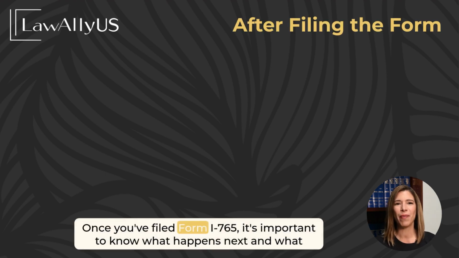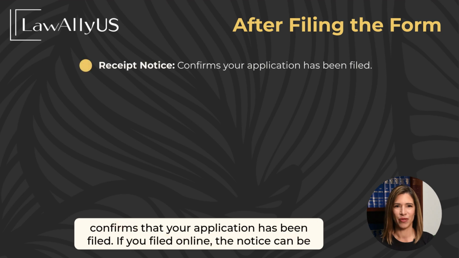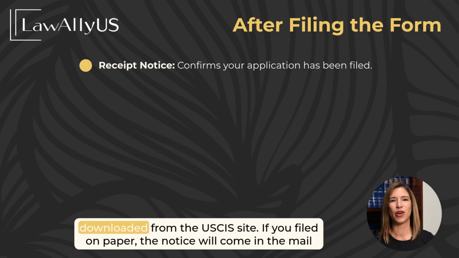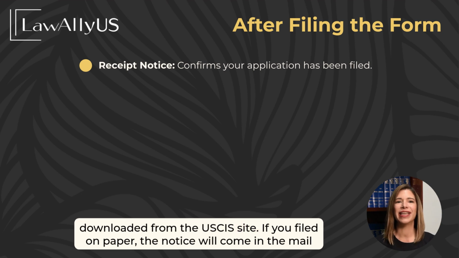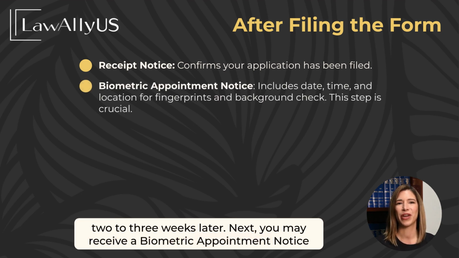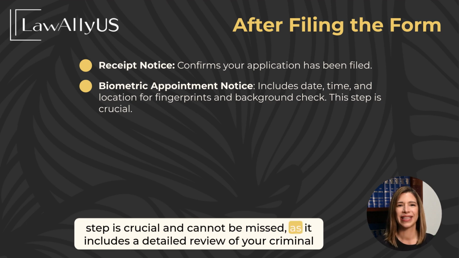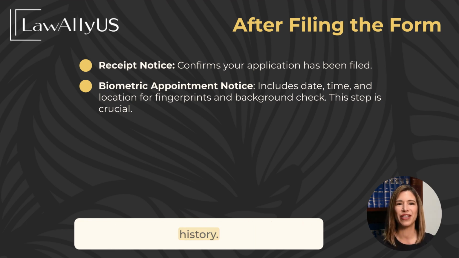Once you've filed Form I-765, it's important to know what happens next and what documents you can expect to receive. First, you'll receive a notice from USCIS, which confirms that your application has been filed. If you filed online, the notice can be downloaded from the USCIS site. If you filed on paper, the notice will come in the mail 2 to 3 weeks later. Next, you may receive a biometric appointment notice with the date, time, and location for your fingerprints for the background check. This step is crucial and cannot be missed as it includes a detailed review of your criminal history.